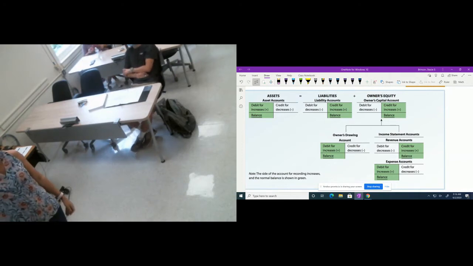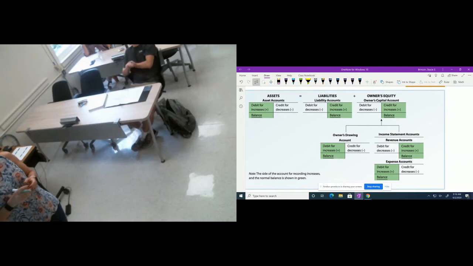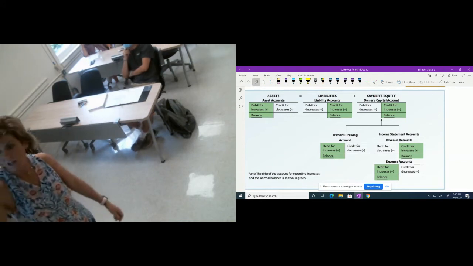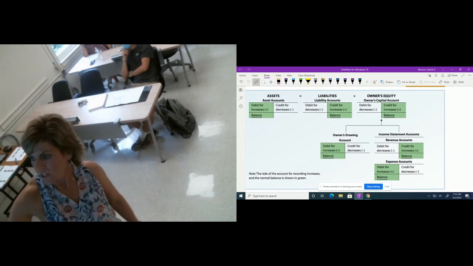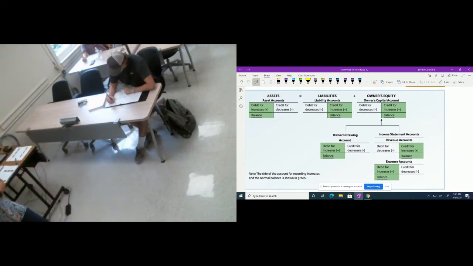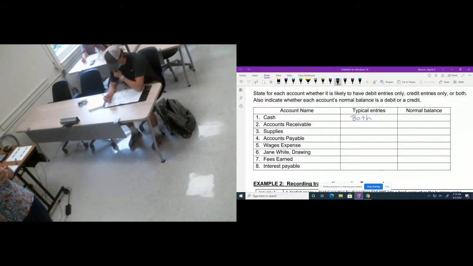All right, so cash. What would typical entries be in cash? Debit, credit, or both? Is it always increasing? Is it always decreasing? Is it doing both? Both, because you're going to have money coming in and money going out. So it can be both. Okay, and what's the normal balance of cash? Which side increases cash? Debit.